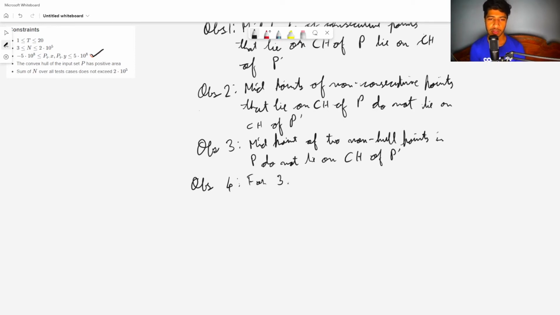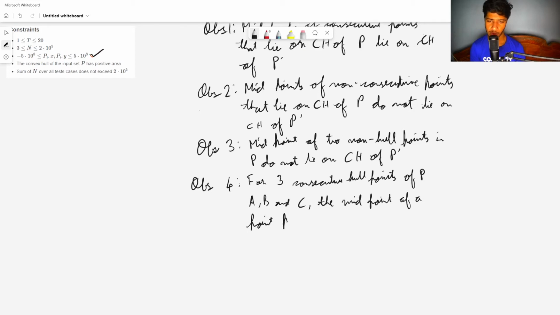For 3 consecutive hull points of P, A, B, and C, the midpoint of a point small p and B does not lie on the convex hull of P dash if small p lies outside triangle ABC.